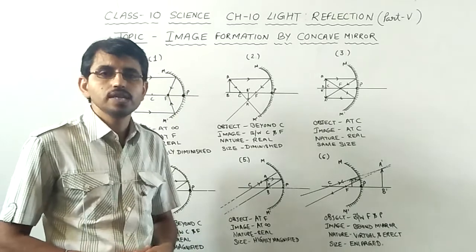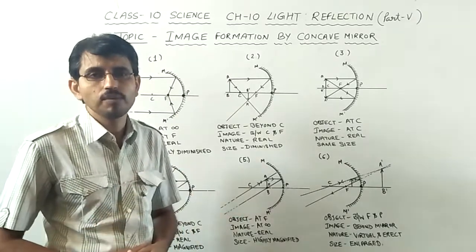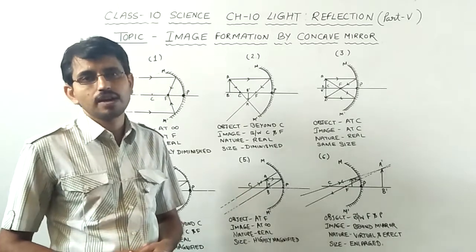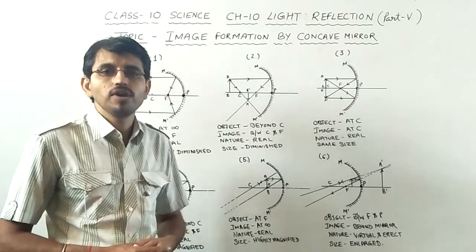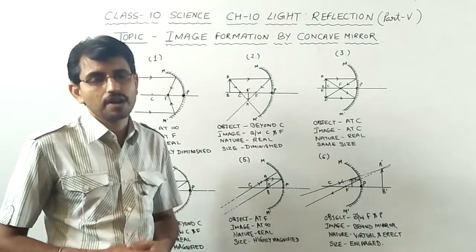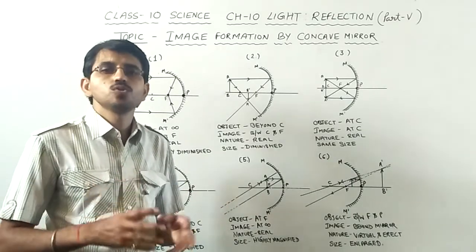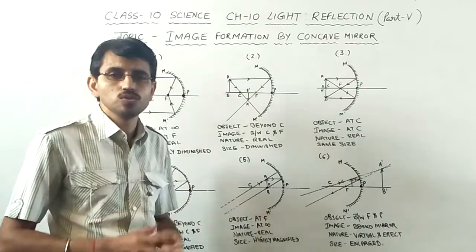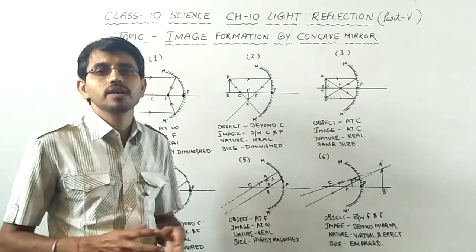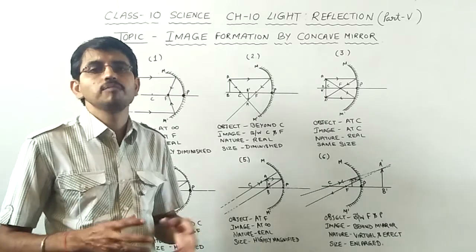And the fourth rule, that if the light ray strikes the pole of the mirror obliquely, then it would go oblique by making the same angle. To mark angles, we have drawn a normal, and normal is a perpendicular to the plane of the mirror. We have to keep these rules in mind, and by using these rules, we can draw ray diagrams for different positions of the object in front of a spherical mirror.